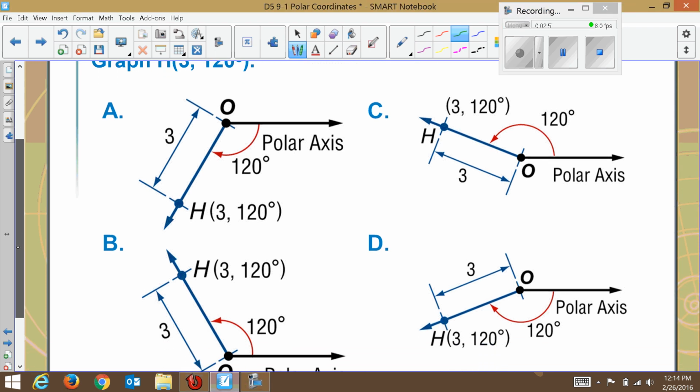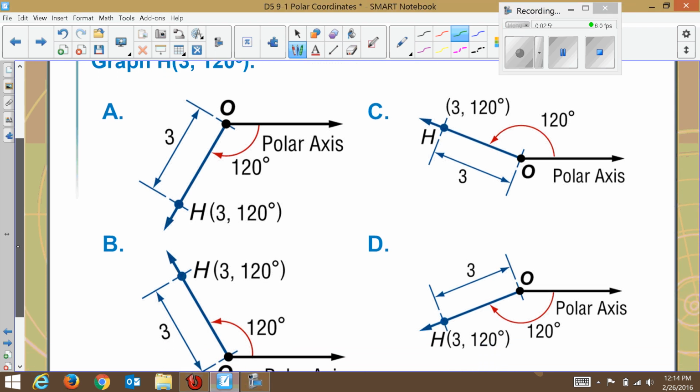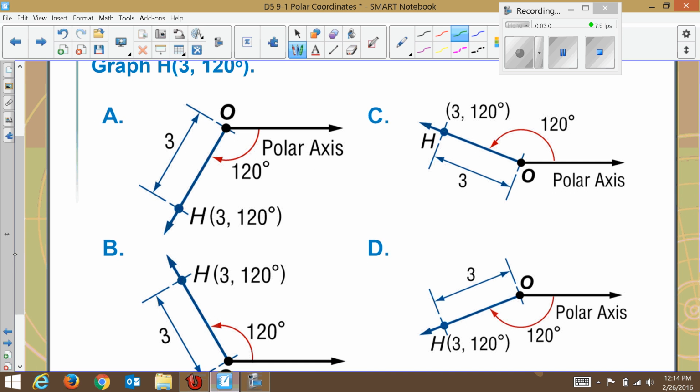As you look, you're looking for 120 degrees and then 3 units. The correct answer would be B, because this is just past 90 and then 30 more degrees. This one, though it says 120, we know that's not 120 degrees that way. That would be greater than 120. So I don't know what this is. We'll just say maybe 150. So the answer choice would be B.